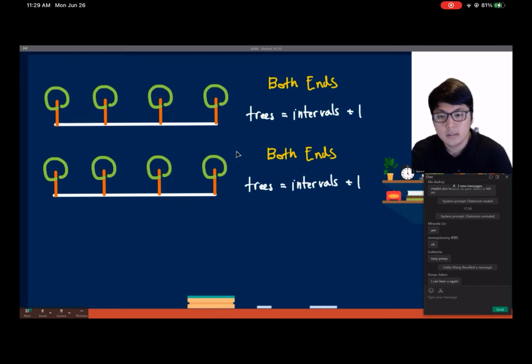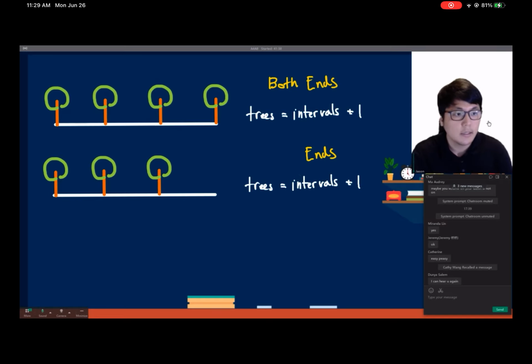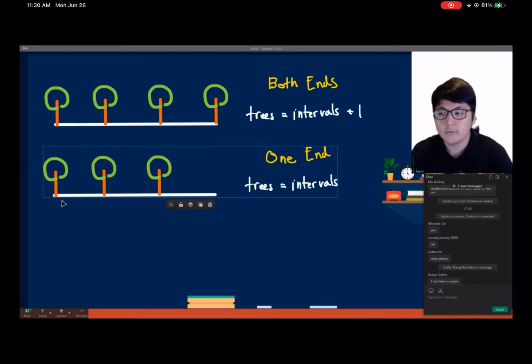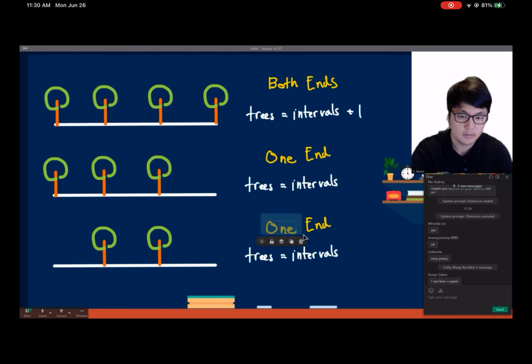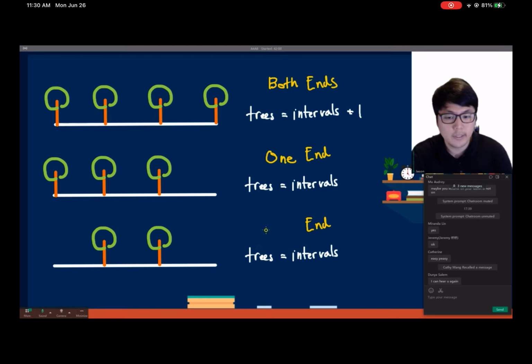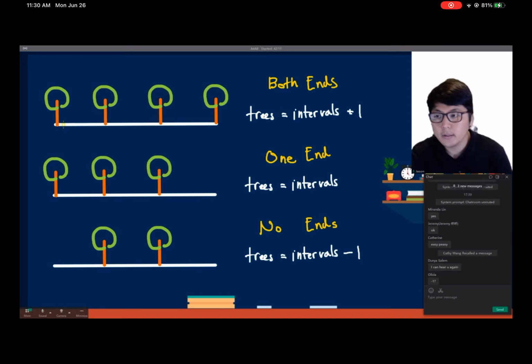Now, we did this without the tree at one end. So guys, that means if the tree is only at one end, not ends, it's going to be the same. Now, if you have no trees at both ends, yep, you need to take away 1. Does that make sense, everybody?